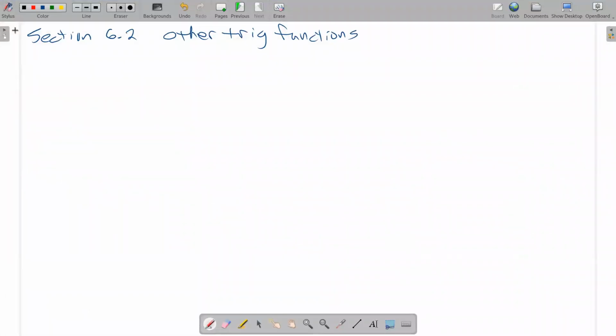All right, so 6.2, we're going to start looking at the other trig functions, like the tangent of x, cotangent of x. What do their graphs look like? Secant of x and cosecant. And to do that, we're going to start off by just reviewing what the sine and the cosine look like.